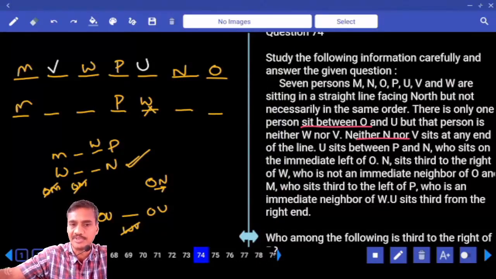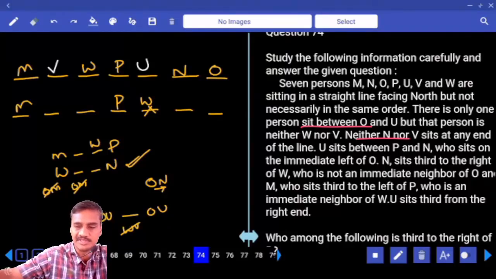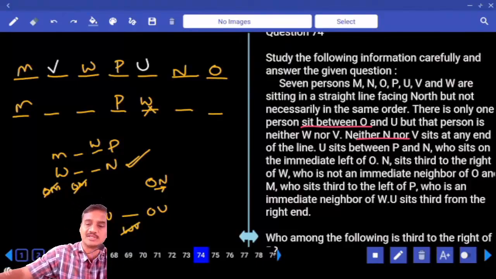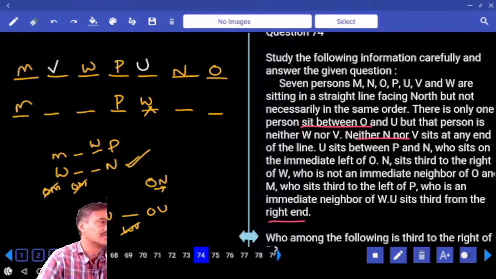U sits between P and N. And N sits to the immediate left of O. N sits to the right of W. W is not an immediate neighbor of O. And M sits to the left of P. P is an immediate neighbor of W. U sits second from the right end of the line. This is the crucial information. U is third from the right end of the line.